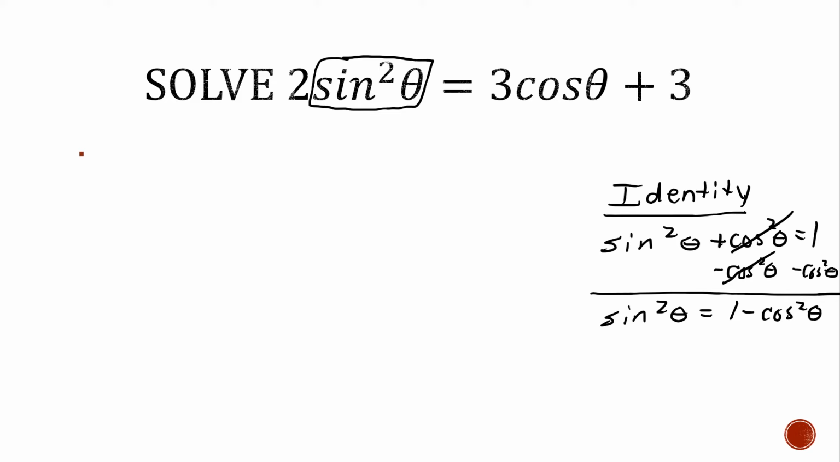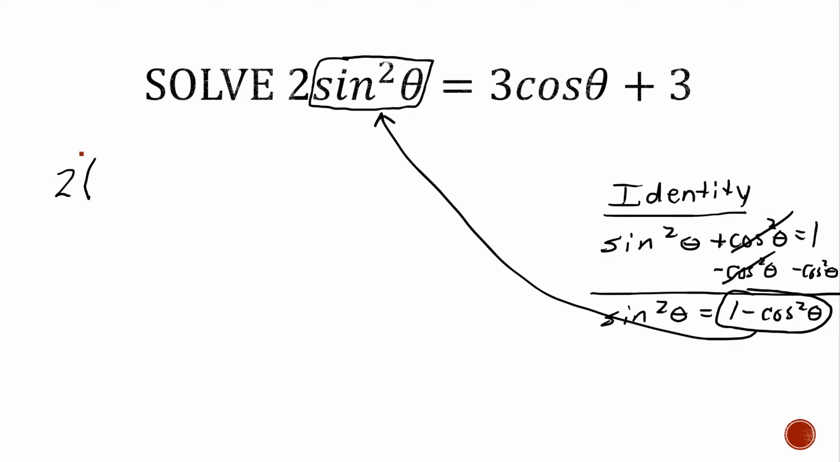So I'm just going to take that identity and rearrange it. And now I'm going to plug this in place of that sine squared. So I'm going to rewrite my problem. I have the 2, I'm going to substitute in the 1 minus cosine squared, and then on the other side, I have 3 cosine theta plus 3. So now I've fixed the problem of having 2 different functions. Now the entire problem is in terms of cosine.